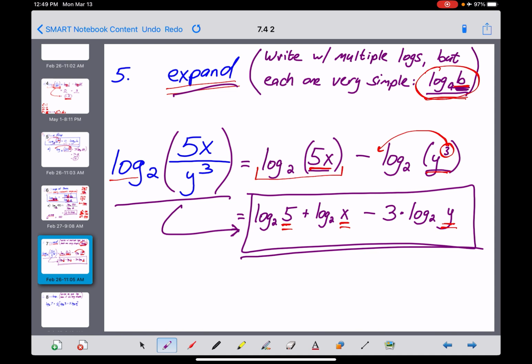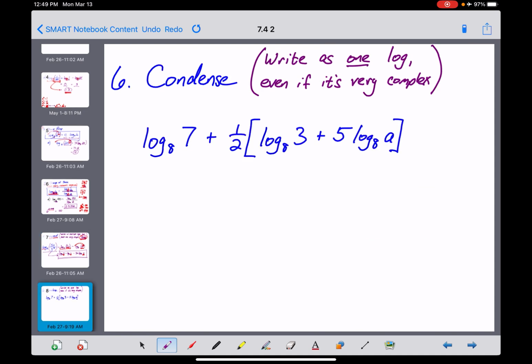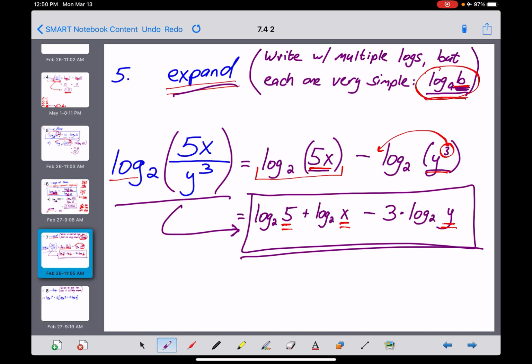Now, problem number 6 is going to ask us to do the same thing, but in the opposite direction. So the opposite of the word expand is to condense. All right, and condense means to take this big messy expression that we have here with multiple logarithms and write it just as one logarithm, even though that logarithm is going to be very, very complex in all likelihood. So what I want you guys to realize right now is that this problem, the way it's presented to you right here, kind of looks a lot like the answer to this problem here.